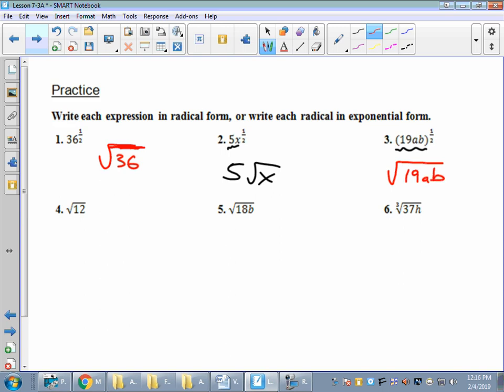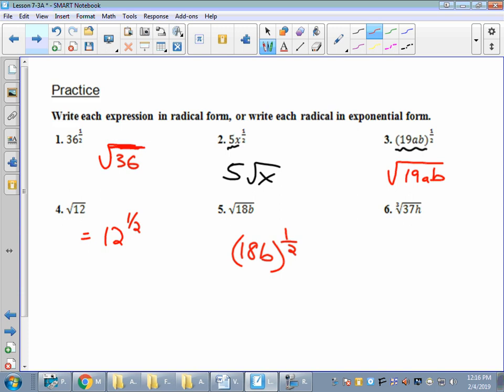Okay, if we look at number 4 here, square root of 12. Now we're bouncing back from radicals into exponent form. So it's just the opposite. Here, there's nothing there, so we know it's a 2. So that'd be like writing it 12 to the 1/2 power. Over here, we've got the square root of 18b. So now everything, 18b, we're going to put 18b in parentheses to the 1/2 power.